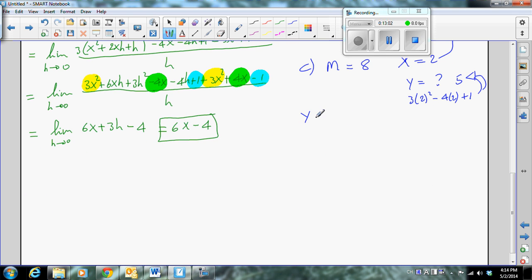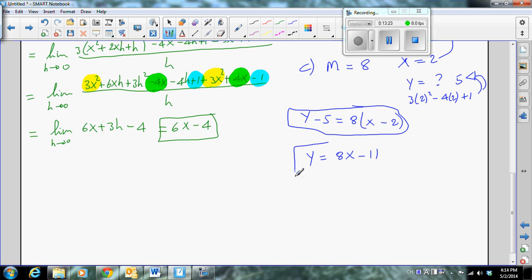From here, I would now say y minus 5 is equal to m, which is the slope, times x minus, this one is 2. So once again, I can stop here, but if you want to solve for y, you will say y is equal to 8x. This will be negative 16, but plus 5, minus 11. This is a better way of writing it, but this is also acceptable.